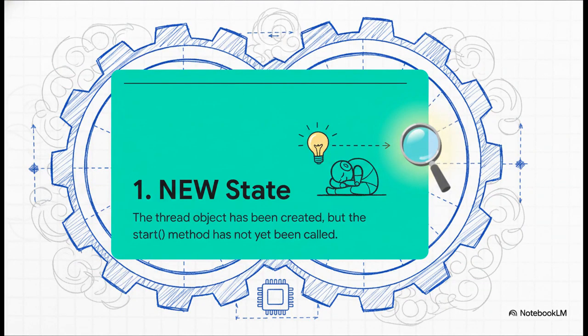So, when a thread is in the new state, think of it as just, well, an idea. It's nothing more than a plain old Java object. Yeah, the JVM has set aside some memory for it, but the actual operating system? It has no clue this thread even exists yet. It's like a blueprint for a house that hasn't been built.